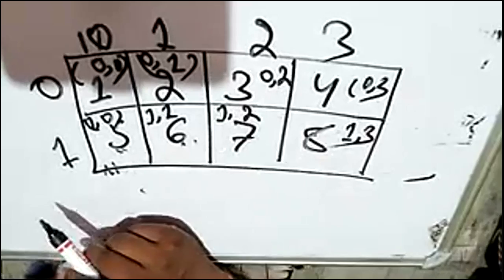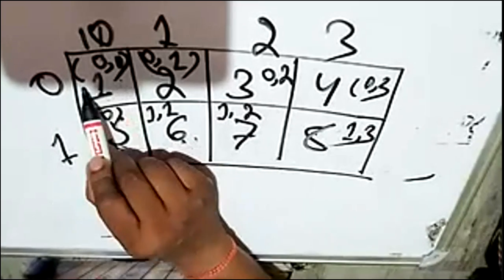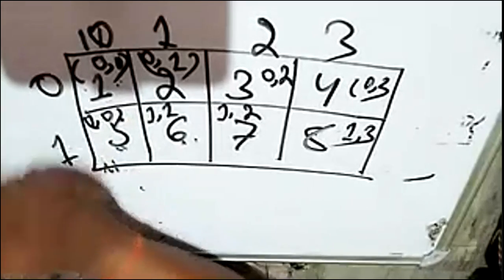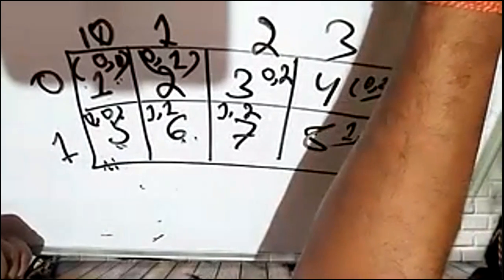Now I go for looping. So in the for loop, i0 j0, it is printing 1 here. Now next I move to the program.